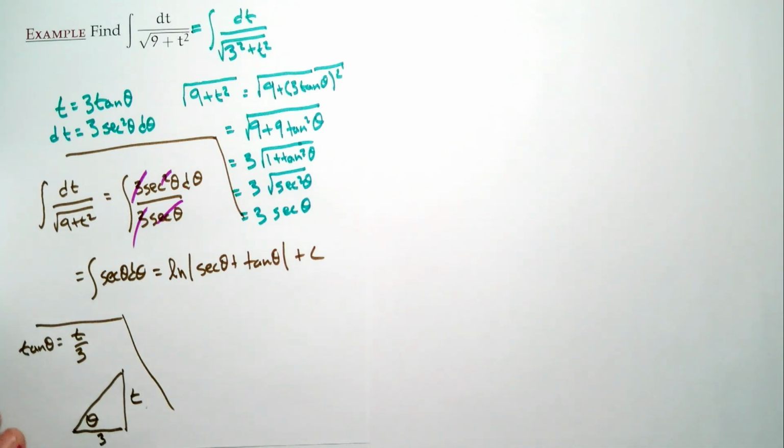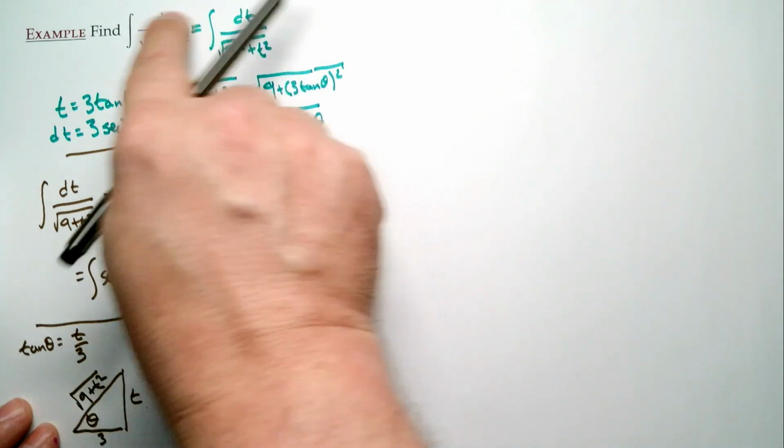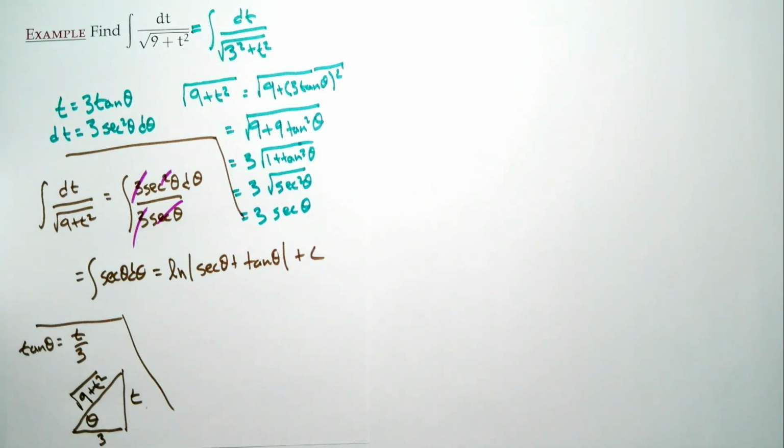So what's the hypotenuse? Well, it would be the square root of 9 plus t squared. And again, see how that square root of 9 plus t squared matches with this? If they didn't match, you should be suspicious and say, oops, I made a mistake. Let me go back and try again. All right. But they do match.